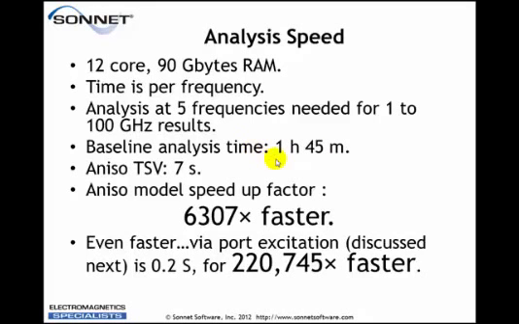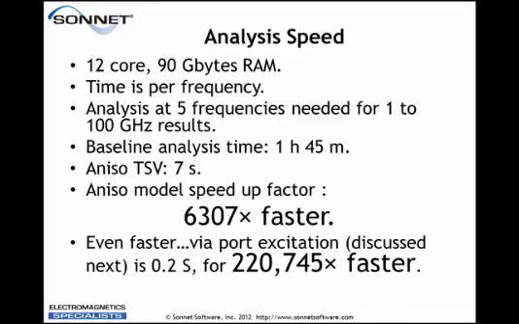Baseline analysis time for the baseline circuit, that's one we mesh the heck out of to get as accurate results as possible: 1 hour and 45 minutes. For the anisotropic through silicon via, 7 seconds per frequency. The speed up is 6,307 times faster. 6,300 times faster using the anisotropic model.